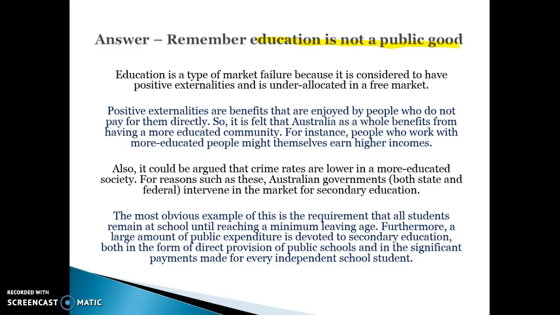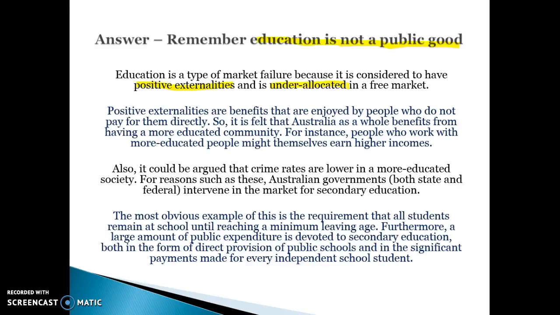So education is a type of market failure because it is considered to have positive externalities and would be under-allocated in a free market. Without government intervention, not enough people would go to school. It would be under-allocated. Now, when you're talking about the positive externality of education, the positive externalities aren't the things that you're going to get out of it as the student. Okay? The two people involved in the transaction are the school and the student.